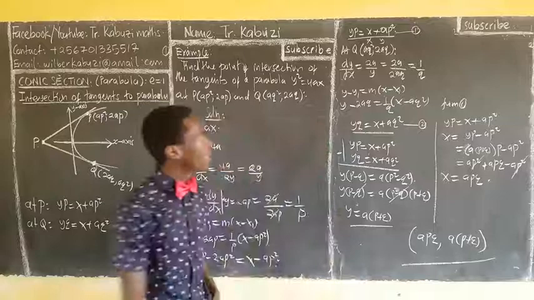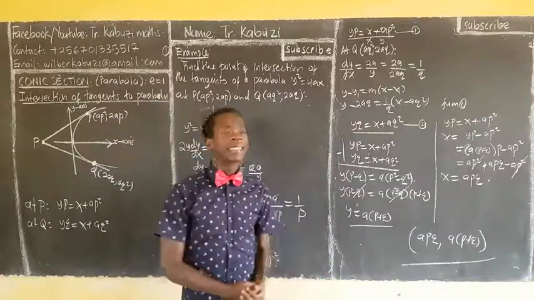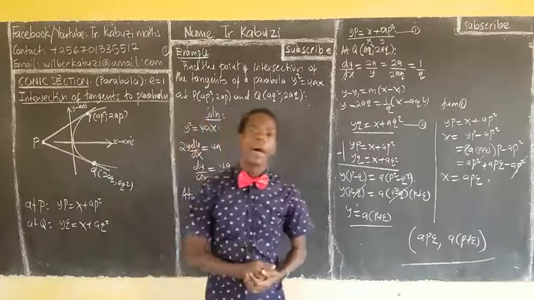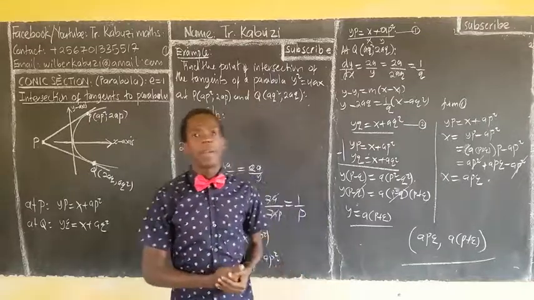And that's all. So members, that's all we had for parabolas. I think this is the last lesson in parabolas. We are going to now ellipse, and also after ellipse we shall see hyperbolas.